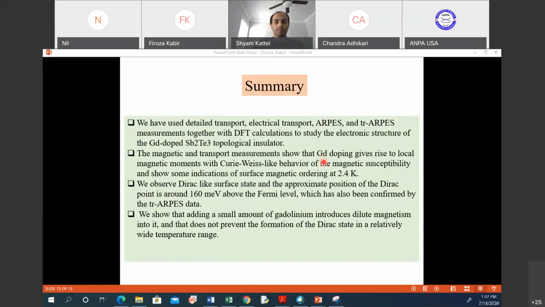So finally, we could show that adding a small amount of gadolinium introduces dilute magnetism into our system, and it doesn't prevent the formation of Dirac states in a wide temperature range.